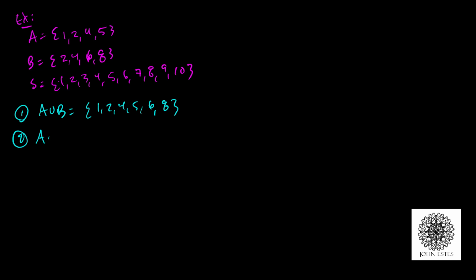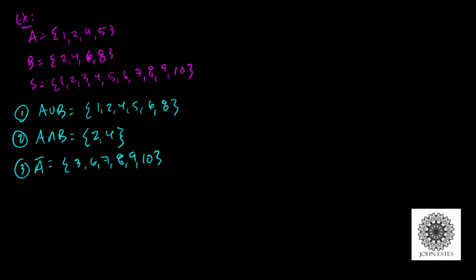Now if I want to look at the intersection, this is the stuff that's in A and B simultaneously. So here 1 is left out, 5, 6, and 8 are left out, because 2 and 4 are the only things that are in both. If I wanted to look at A complement here, that would be the stuff that's in S but that's not in A. So not 1, 2, not 4, 5, but 3, 6, 7, 8, 9, and 10 are all part of A complement there.